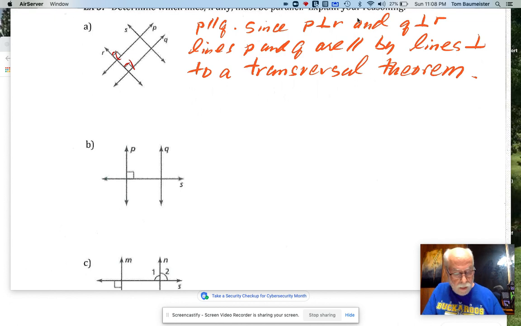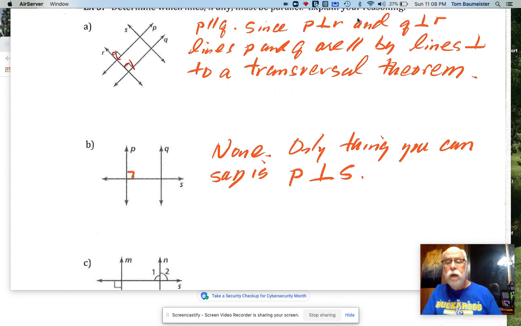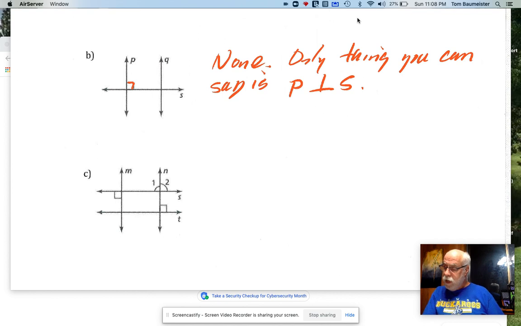B, let's look at it. Well, all we can see is that one is perpendicular. We don't know that Q is perpendicular. So on this one here, we can only say it's none, because the only thing you can say is that P is perpendicular to S.